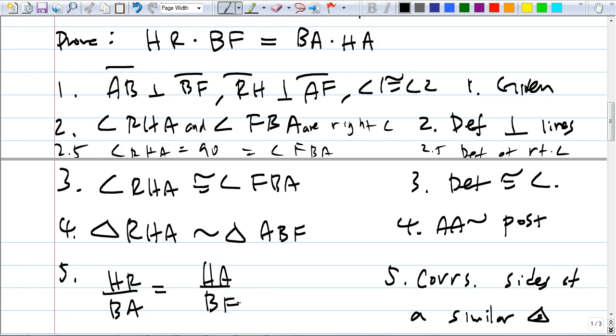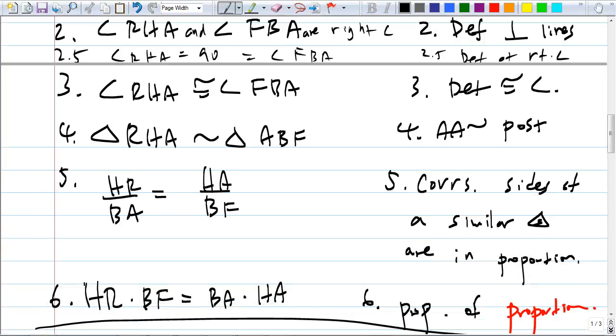There you go. We want to say something about HR over BA and HA over BF. We don't need the other sides, do we? Because we're going to say something about these four pairs of segments, correct? Yes. So then, after this, we could use the property of proportion to say what? HR times BF equals to? Exactly. Isn't that what we wanted to say?